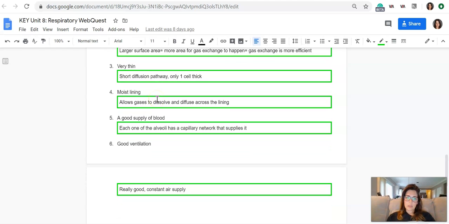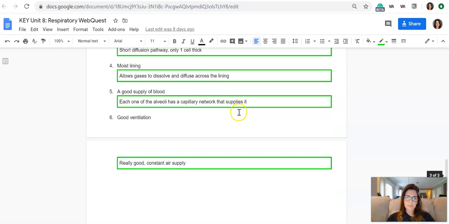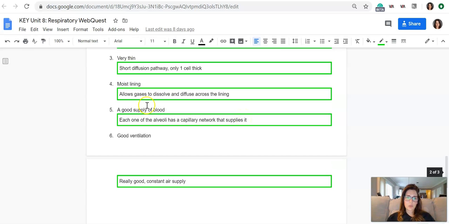They are moist, I hate that word, which means that they allow gases to dissolve and diffuse across the lining freely. They have a good supply of blood. Each one of the alveoli has its own little capillary network.